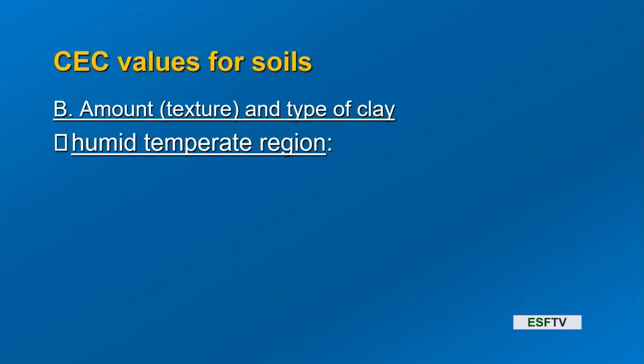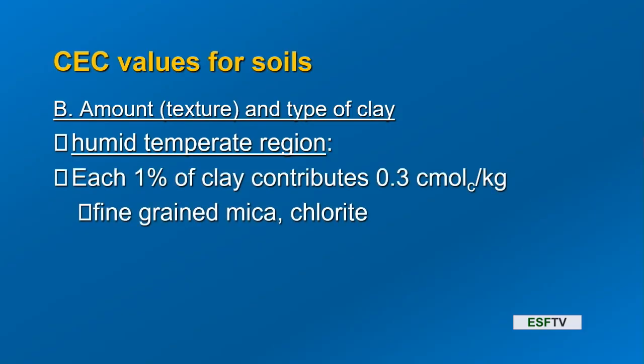Okay. So let's take that a little further and put some numbers to it. Let's think about the humid temperate region, kind of where we are. And a rule of thumb in the humid temperate region here in the Northeast: each 1% of clay contributes about 0.3 of a centimole of charge per kilogram of CEC. So for every 1% clay increase, the CEC goes up by about 0.3. Okay? And that's a rule of thumb. In lab, you'll explore this a little bit, and we'll work the numbers on this. But here's the rule of thumb.